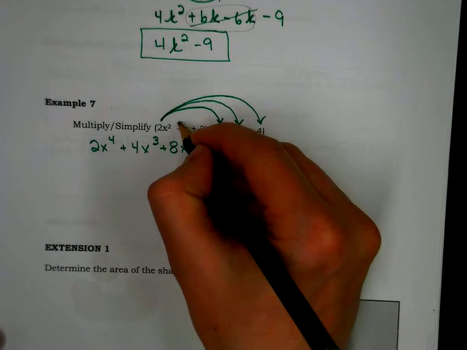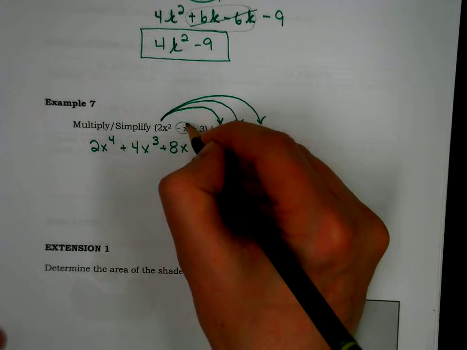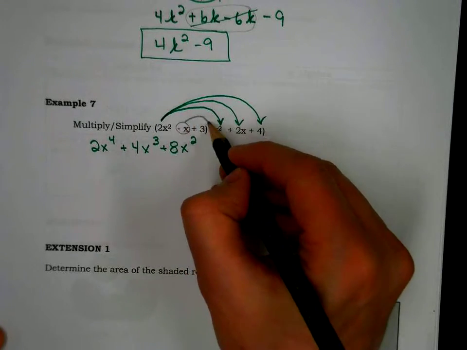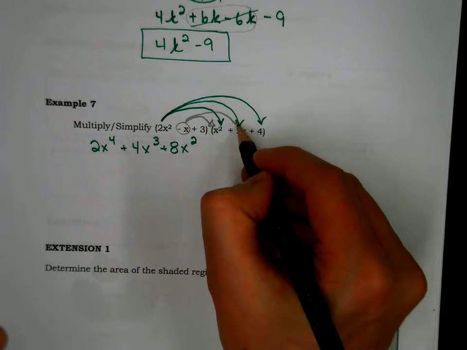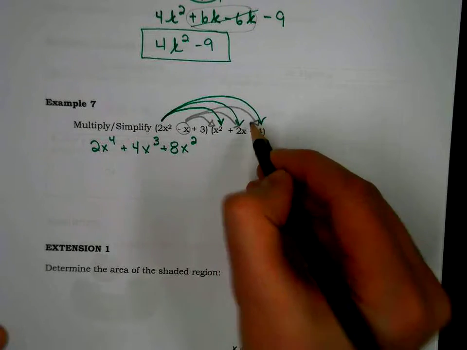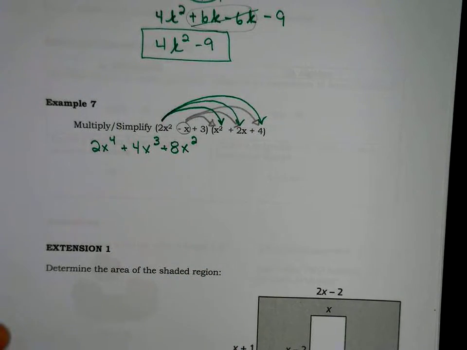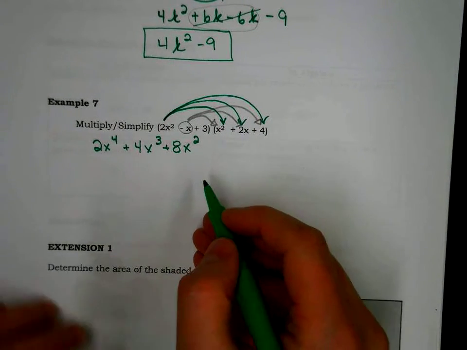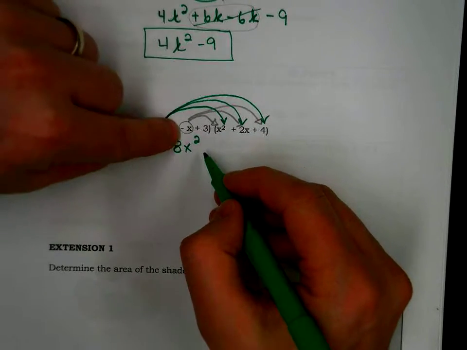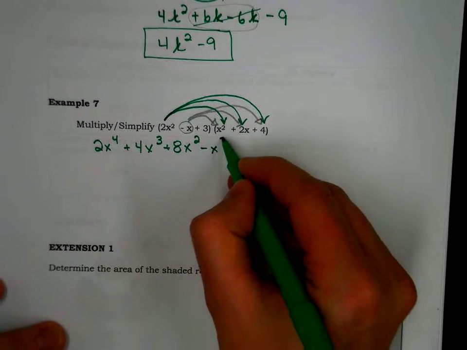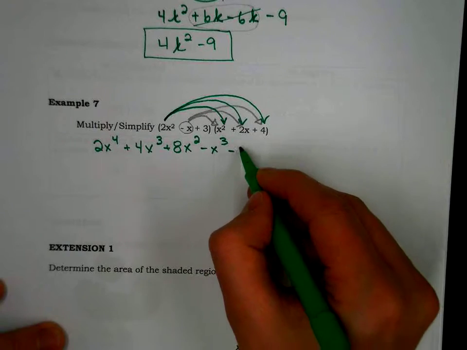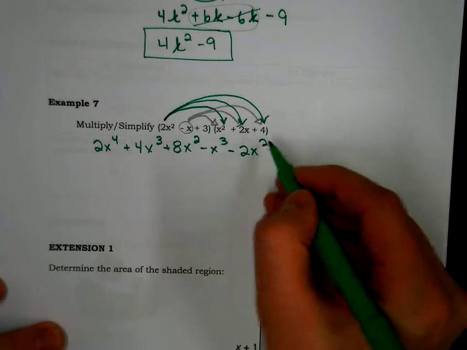So I'm going to stick with the top side here and take this negative x and do 3 more arrows. So that negative x has to connect with everything in the second term. So we continue with a negative x times an x squared, a negative x times a 2x, and the last one a negative x times a 4.